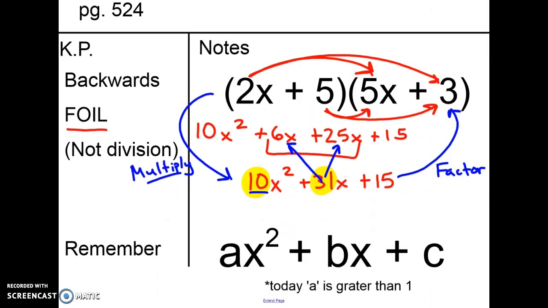So just to review what standard form is: standard form is ax squared plus bx plus c, and these are the numbers that we're going to be using and trying to find out what those are. And we'll be factoring and putting it into factored form. And today all of our a terms are going to be greater than 1.